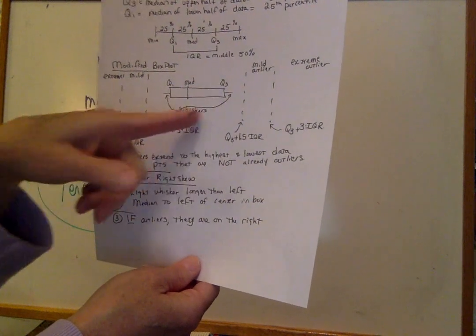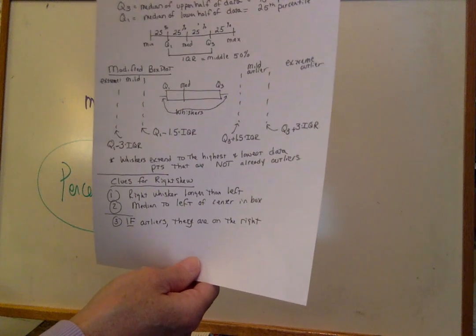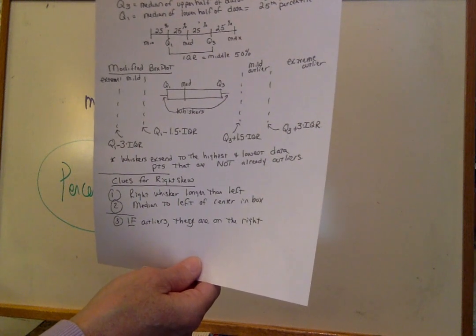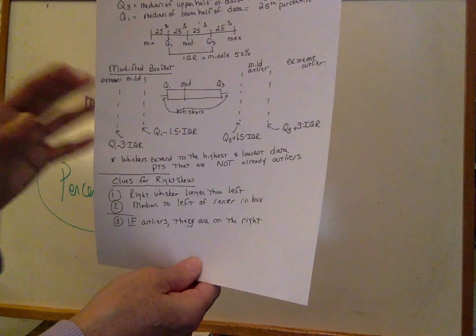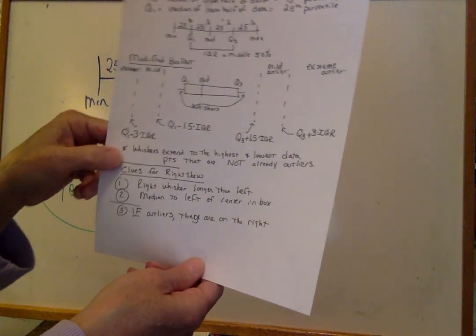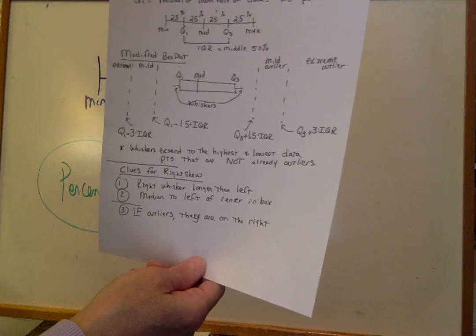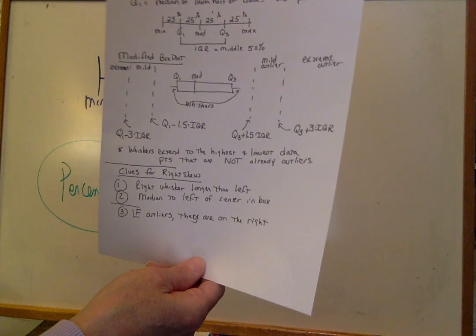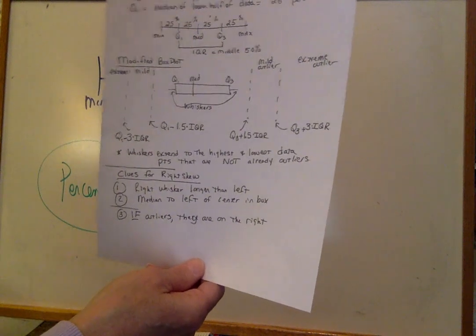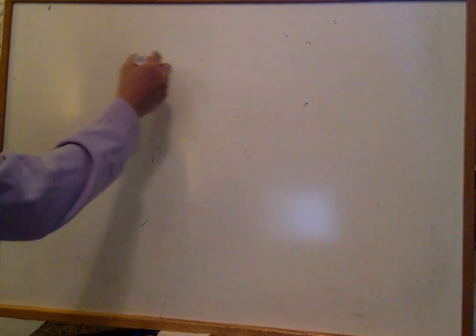Here's probably the most confusing thing, and I think it's confusing because many people have only done a box and whisker. That is not what we're doing here. So these whiskers, I put a little star right here, they extend to the highest and the lowest data points that are not already outliers. Let me go back to the whiteboard just for a second. And you'll see how this works when we actually do some problems.